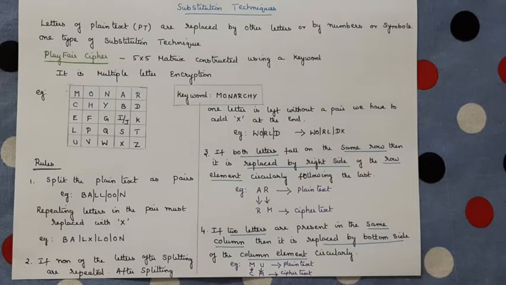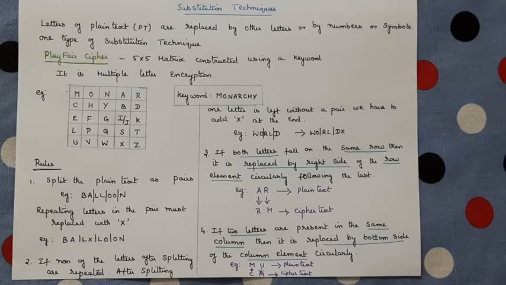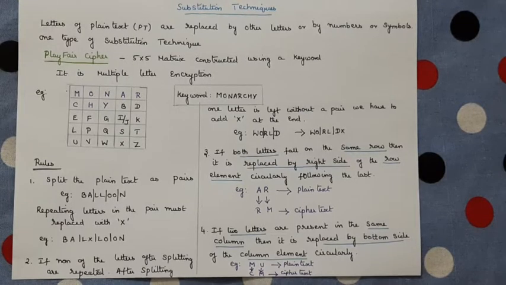The first one is the substitution technique. In this case, the letters of the plain text will be taken and replaced by other letters, or by numbers or by symbols. Some substitution will be done in order to convert your plain text into a ciphertext. We have many substitution techniques, but in this video we are going to concentrate on one particular technique, that is the playfair cipher.